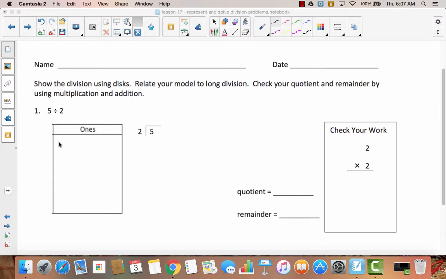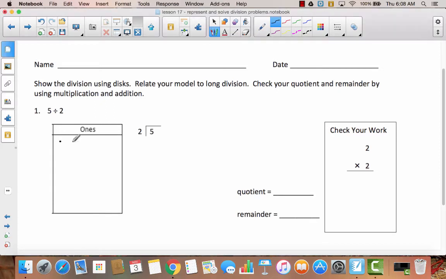So the first thing I'm going to do is put 5 ones on the number DISC. This is just like what we did yesterday. And since I'm dividing by 2, I'm going to make 2 groups here. So I have 1, 2. Now I know that I can do this in groups of 2 because I know that there are 2 2's in 4. Now I have 1 left over, and I can't divide it because I don't have enough to put 1 in each group, and my groups have to be equal. I cannot have 3 in this group and 2 in this group.